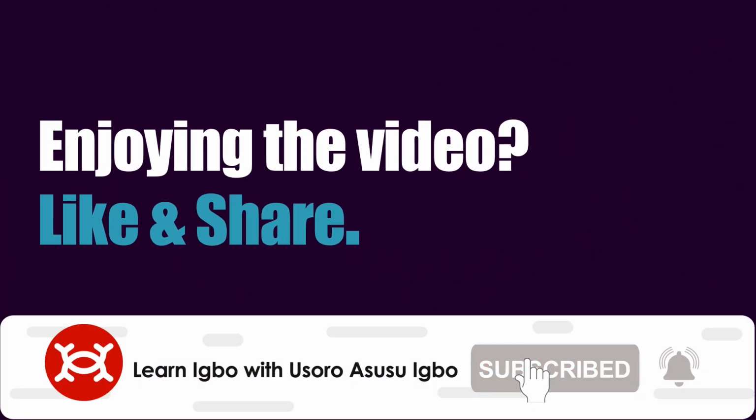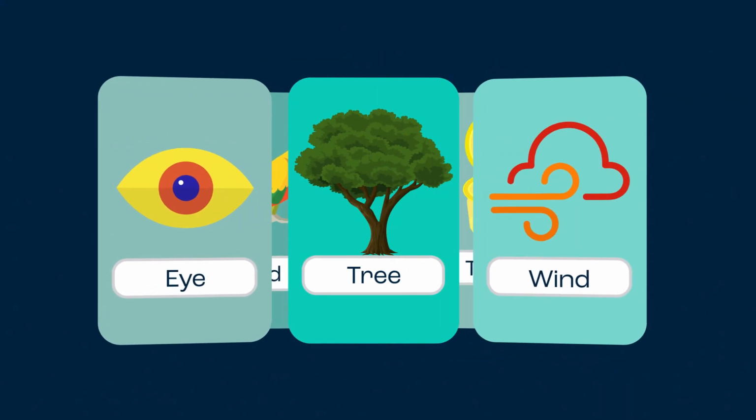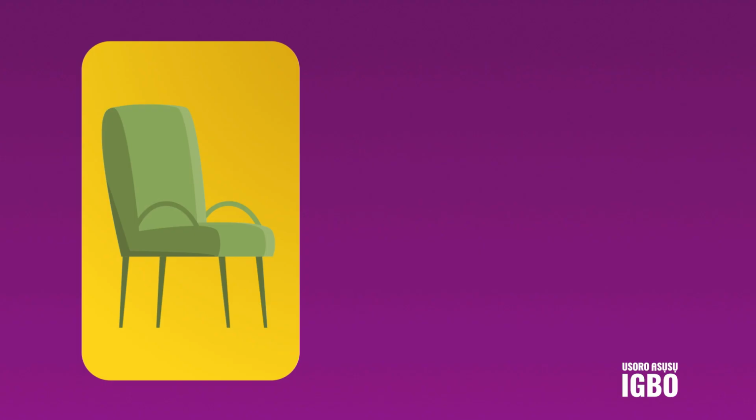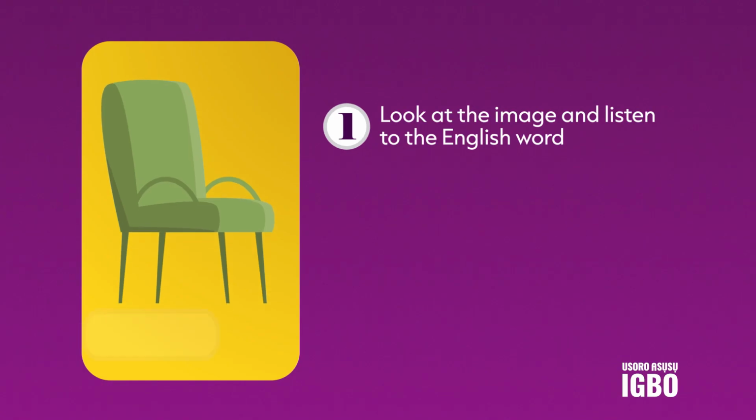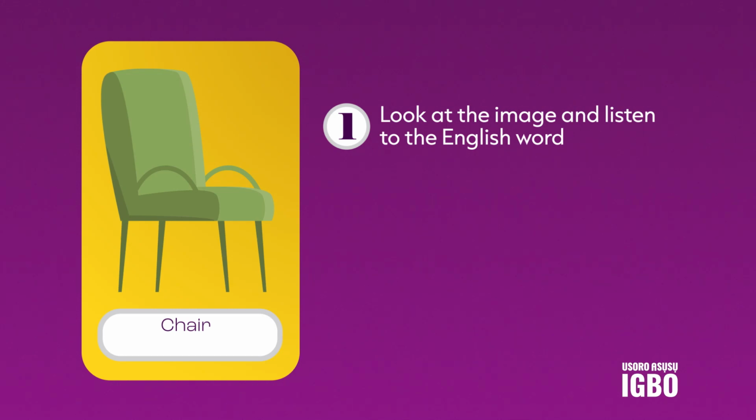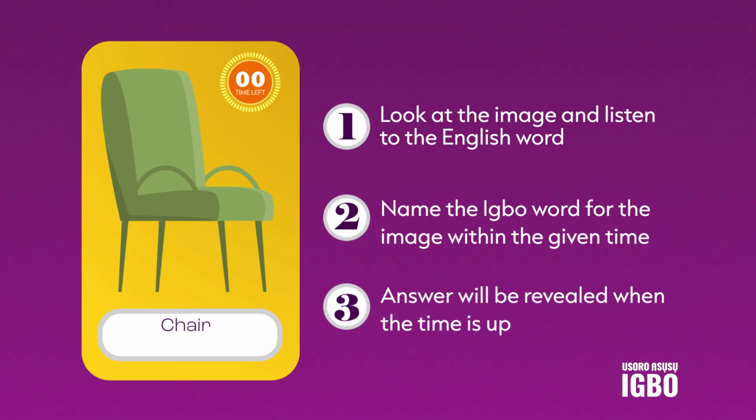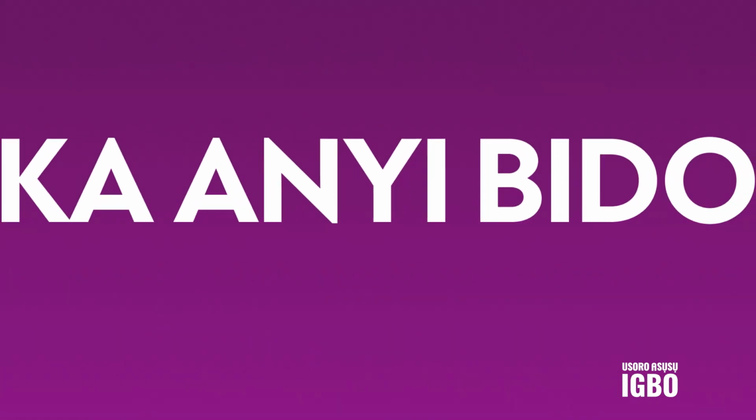Improve your fluency in Igbo by learning everyday Igbo. Coming up next is the picture vocabulary quiz. This is a fun and timed quiz to test your Igbo vocabulary knowledge. 1. Look at the image and listen to the English word. Chair. 2. Name the Igbo word for the image within the given time. 3. The answer will be revealed after the time is up. Oche, ka anyị bido.